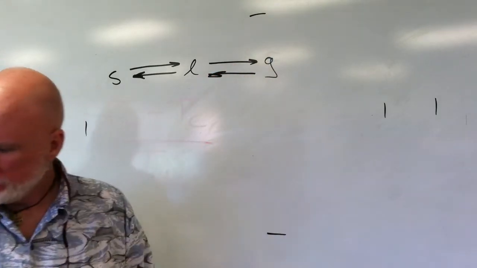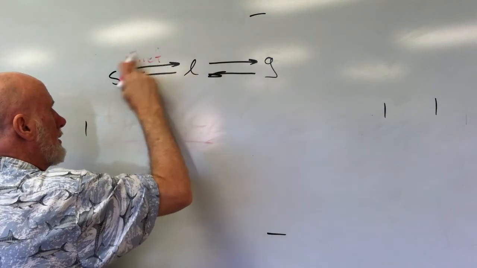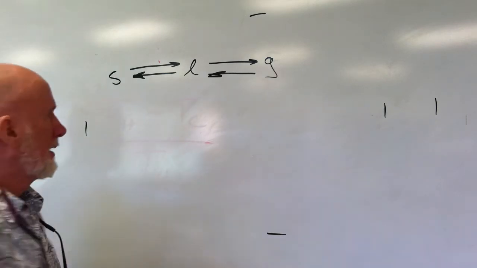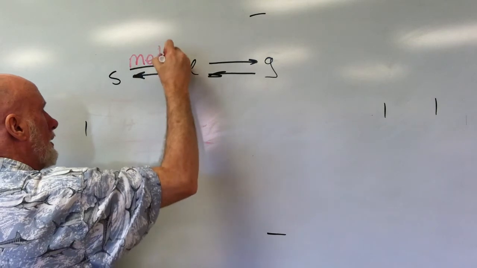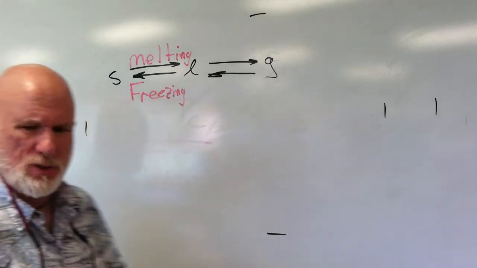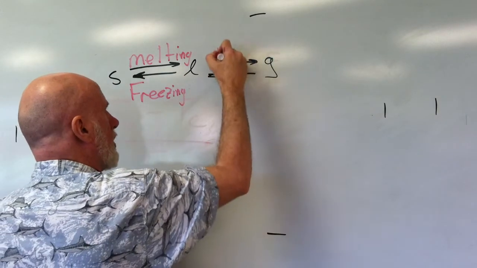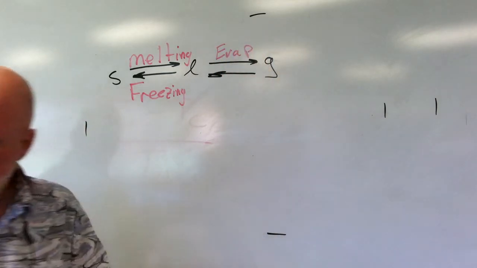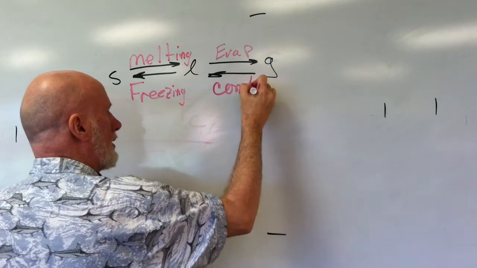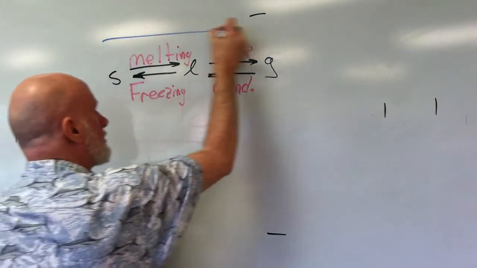Now, going from a solid to a liquid is called melting. Liquid to solid is freezing. Liquid to gas is called evaporation. And gas to liquid is called condensation.